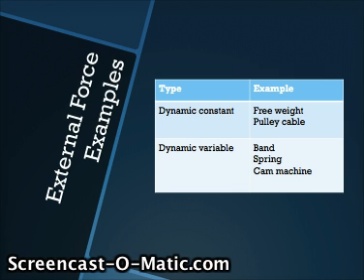For example, a dynamic constant force, meaning a relatively constant external load, would be a free weight or a pulley-based cable. A dynamic variable force would be a band, a spring, or a cam-based machine. A cam is a slightly oval-looking pulley, so the resistance changes throughout the range of motion, and it's designed, if you set up your machine correctly, to match the strength curve of the muscle.